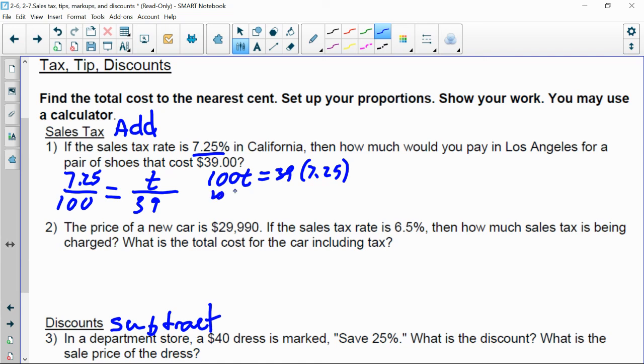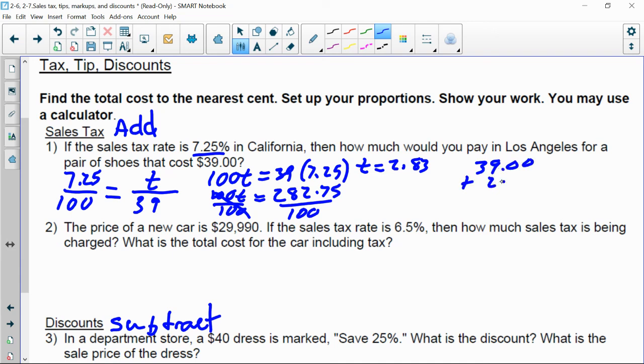Okay, so then 100T equals 282.75, divided by 100, divided by 100, T equals $2.83. So that means I'm taking my $39, adding my $2.83, and I get $41.83. And always add your dollar sign to the beginning.